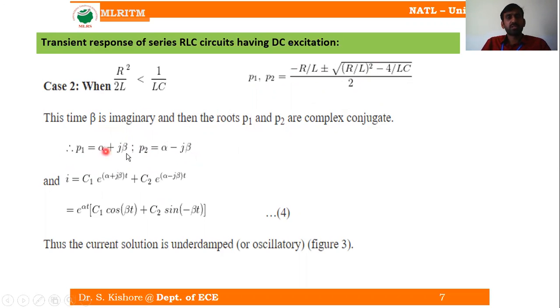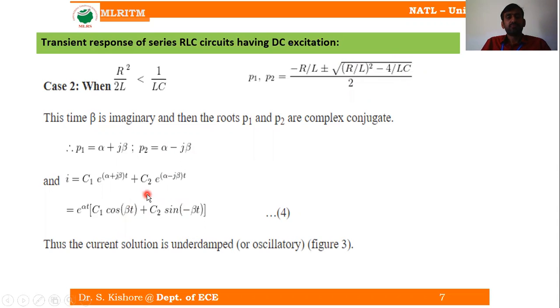So what are the complex conjugate values here? P1 is going to be alpha plus j beta, and P2 is going to be alpha minus j beta, because here we have plus or minus. Because why? Because this beta value is going to be the imaginary value.